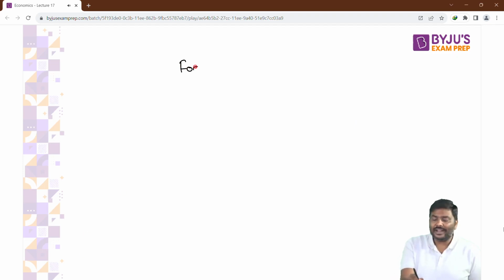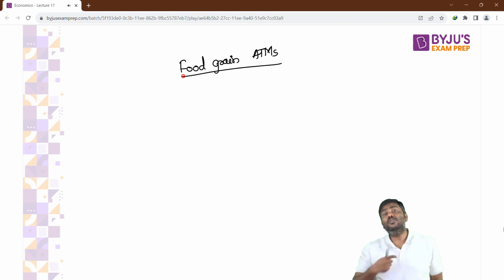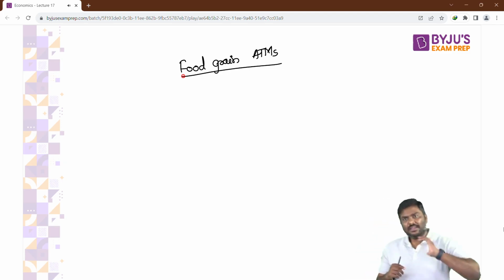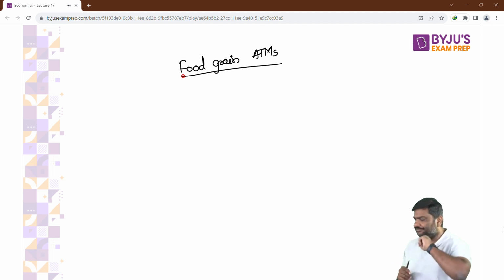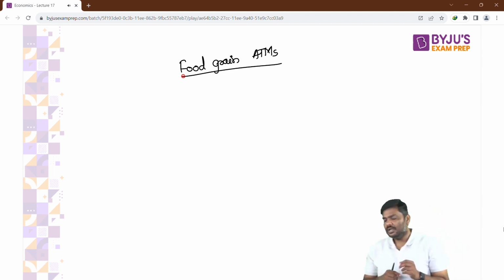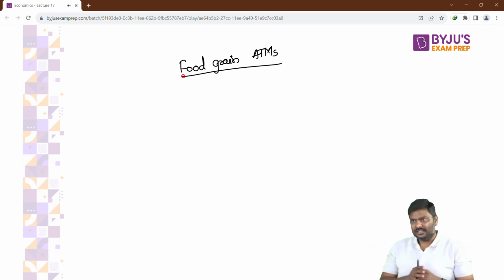This is how technology is being used now. Let me add one more technology here. Have you heard of food grain ATMs? This was introduced in recent times. There's a concept of food grain ATMs. What is this idea of a food grain ATM?